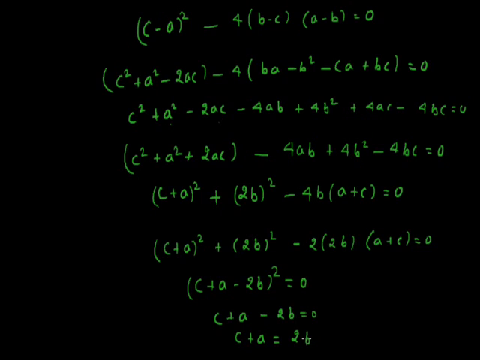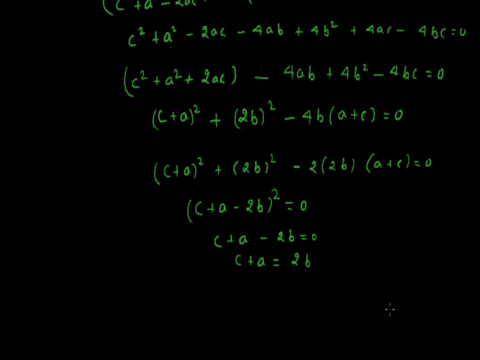So this will be the proof. 2b equal to a plus c. We have to prove 2b equal to a plus c. So here c plus a equal to 2b. Or we can say a, b and c are in AP. If it asks to prove that a, b, c are in AP, then we will also have to prove 2b equal to a plus c. So we can also write, it means a, b, c are in AP, arithmetic progression.